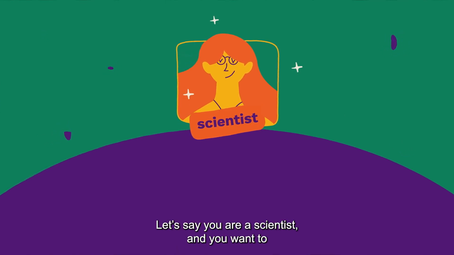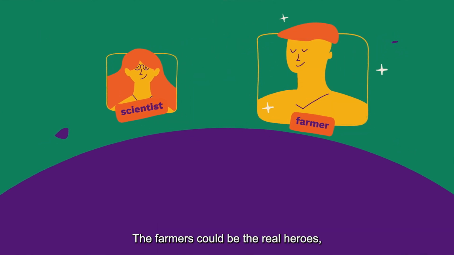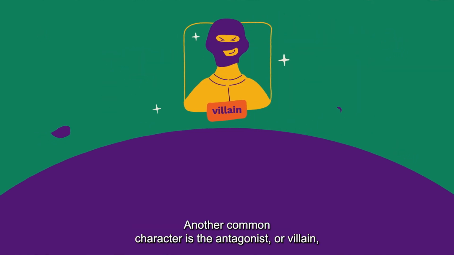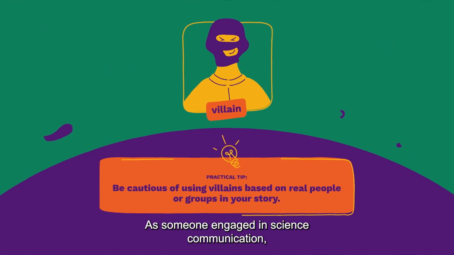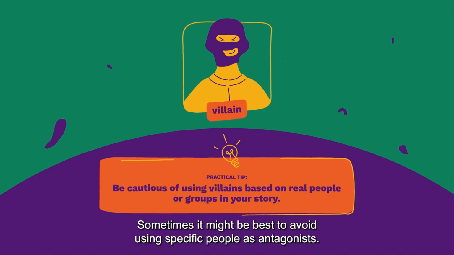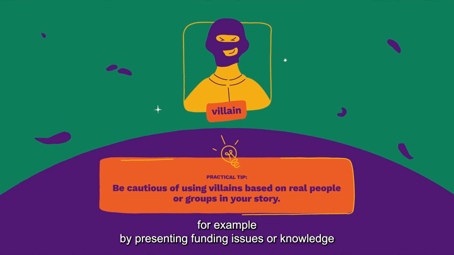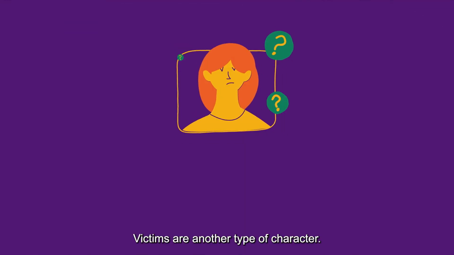Let's say you are a scientist and you want to communicate your research about sustainable agriculture. The farmers could be the real heroes, while the scientist is a helper towards better practices. Another common character is the antagonist, or villain, who usually causes trouble or obstacles that the hero must overcome. As someone engaged in science communication, be cautious of the villain's role in a story. Sometimes it might be best to avoid using specific people as antagonists. Instead, consider using more neutral ground, for example by presenting funding issues or knowledge gaps as the antagonist the researcher is fighting against.